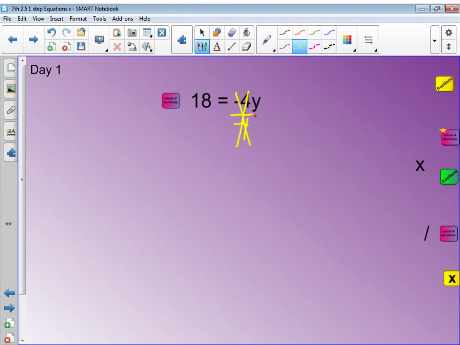Now I'm left with y on this side, but whatever I do on one side, I have to do on the other side of the equal sign. So divide by negative 4. I just found out that y equals 18 divided by negative 4. There are two ways that we could give a final answer on this. We could reduce our fraction and leave it as an improper fraction, since 2 would go into each of these numbers. So it would become negative 9 over 2.